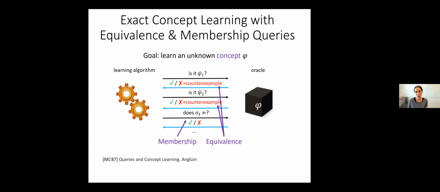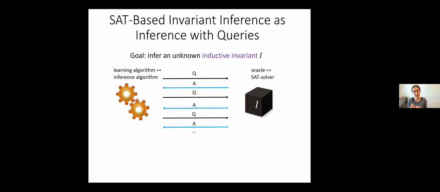Now when I start from this and I want to go back to SAT-based invariant inference, and think about it as some sort of learning with queries, there is a clear similarity. Before, in learning, we talked about trying to learn some concept. Here the concept that we are trying to learn is just an inductive invariant. The learning algorithm is going to be the inference algorithm that is supposed to infer this inductive invariant. Our oracle is going to be the SAT solver. The inference algorithm asks the SAT solver satisfiability questions, and the SAT solver responds.